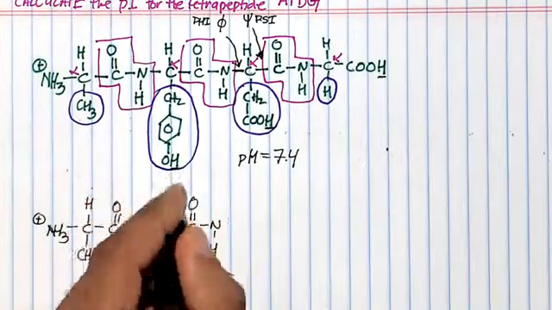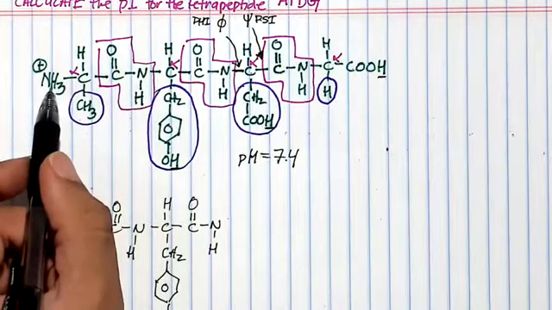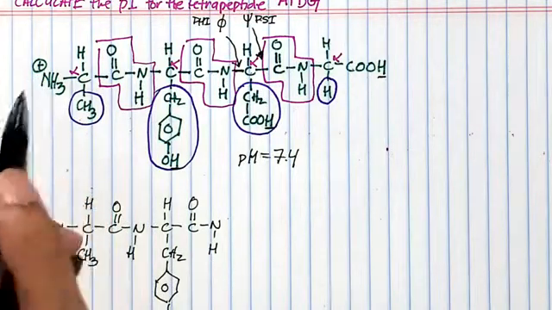This one stays. This one has a pKa of around 10. And the alpha amino group stays, that proton stays, that has a pKa of around 9.